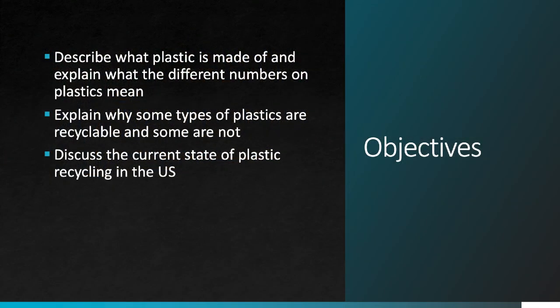The objectives for this video are to explain what plastic is made of and what the different numbers on plastics mean, because that corresponds to composition. Many of the problems in plastic recycling come down to this issue of chemical composition and usability. We'll then look at why some types of plastics are recyclable and some are not. And we'll talk about the current state of plastic recycling in the US, where we're facing a number of challenges that we have to address if we want to divert more plastic from the landfills.